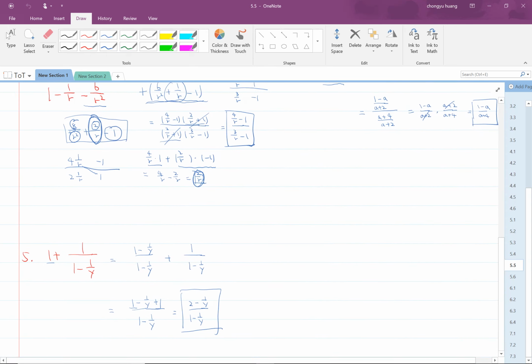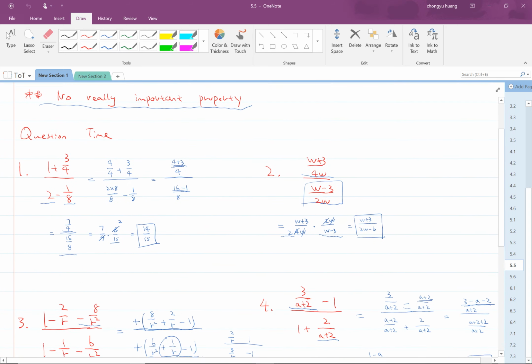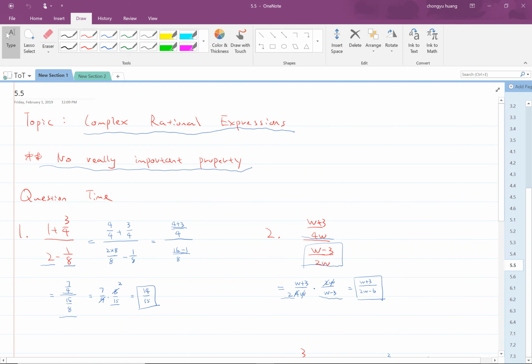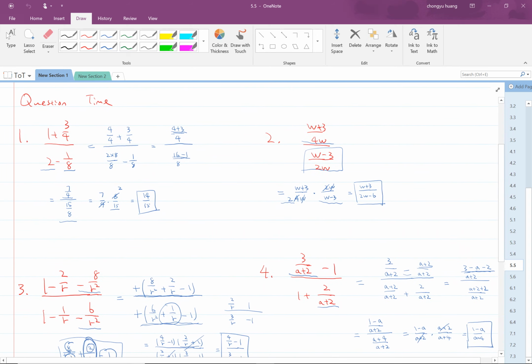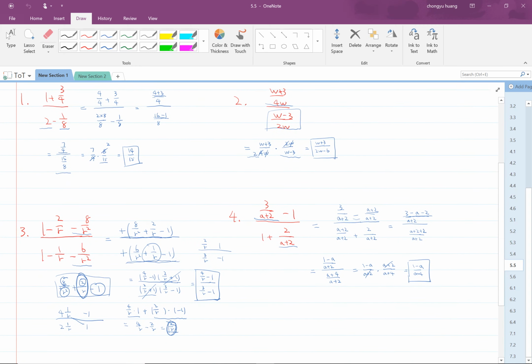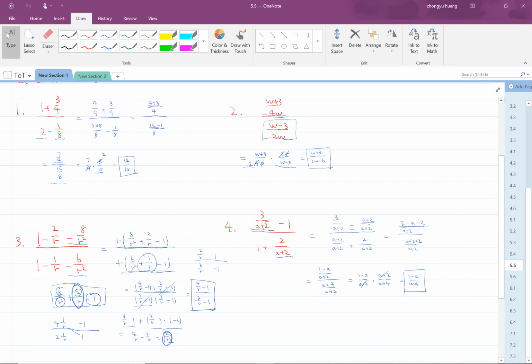Okay, so today we talked about some of the techniques for solving complex rational expressions. For those types of questions, there is not really a specific property we can use. And among those questions, the most difficult one is question 3.